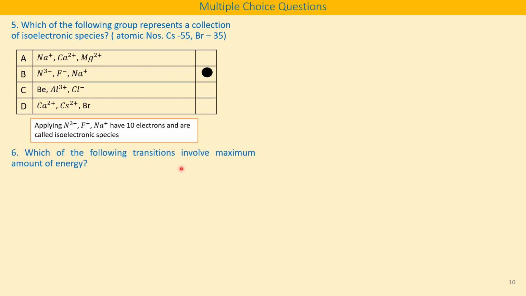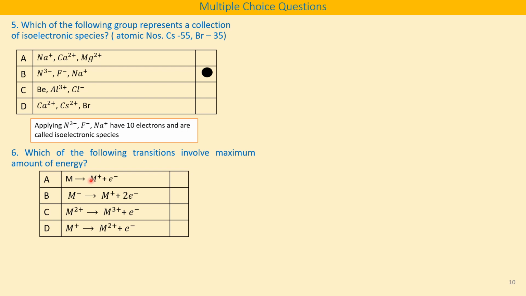Which of the following transitions involve maximum amount of energy? Four options are given. M losing one electron to form M+, M+ losing one electron to form M2+, M2+ losing one electron to form M3+ (accepting one electron), and M+ giving M2+ plus one electron. So we have to mark the maximum amount of energy.